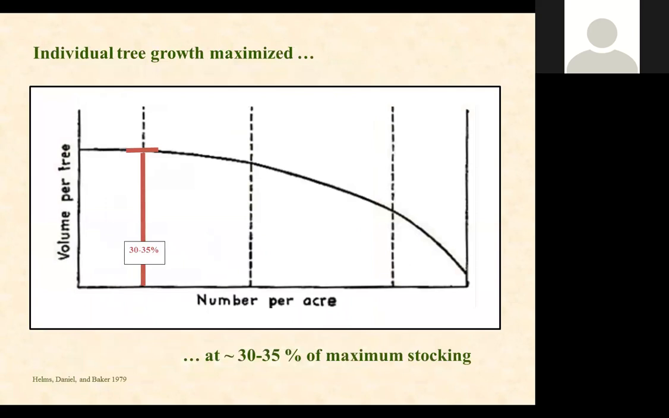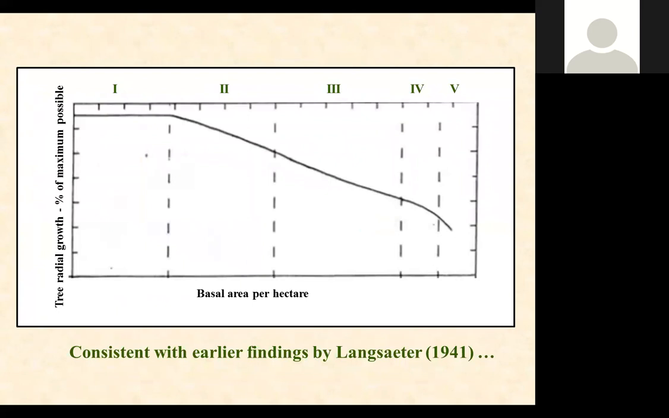So here's that threshold then for individual tree growth, set at about 30 to 35% by Helms, Daniel, and Baker. And if you go back then to Langsaeter, he had a second diagram, and this is the hypothesis for individual tree growth, with individual tree growth, the max percent of maximum on the vertical axis and basal area per hectare on the horizontal axis. And you see he's got that zone number one where over a wide range of stocking, growth of the tree is not affected.